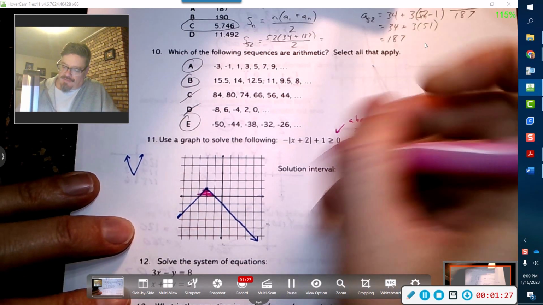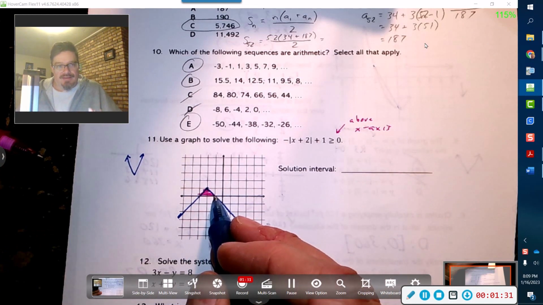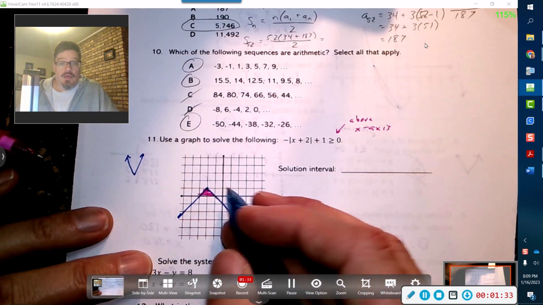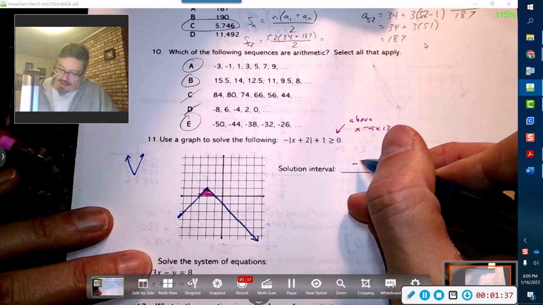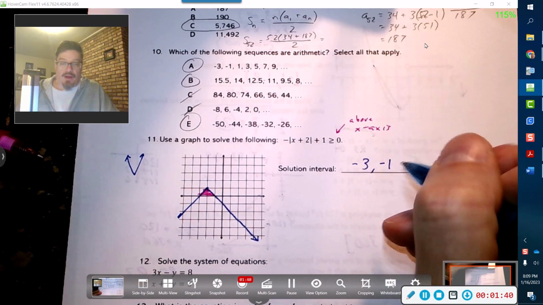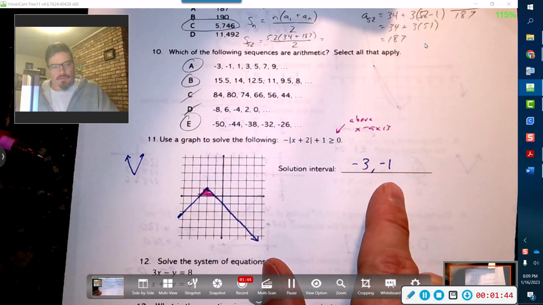So being above the x-axis, I'm looking at what is the domain from here to here because that's the piece that's greater than 0. And that is 1, 2, 3. That's negative 3. Okay, negative 3 to negative 1. But now we got to ask, do we include? Do I include negative 3? Do I include negative 1?